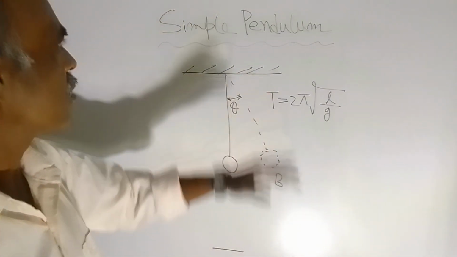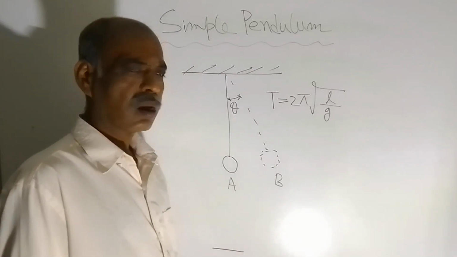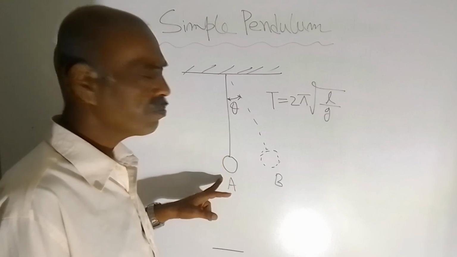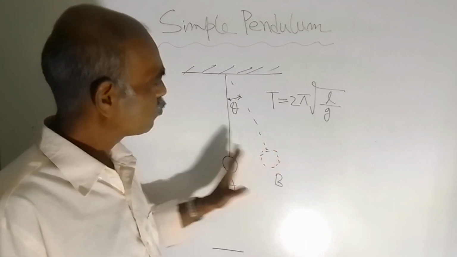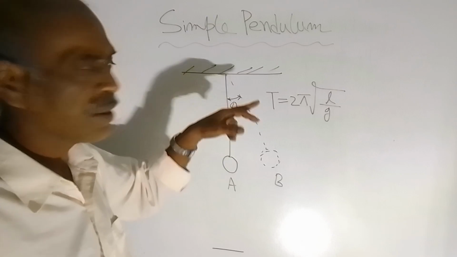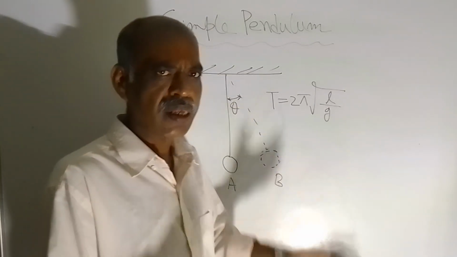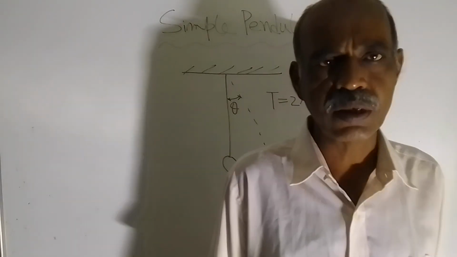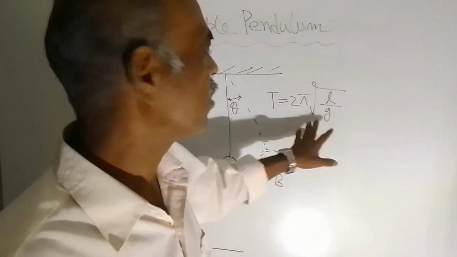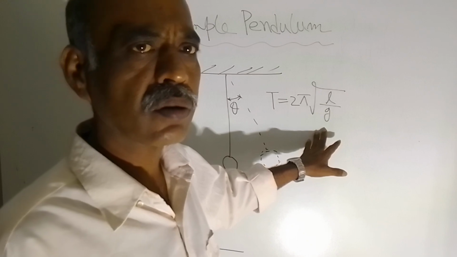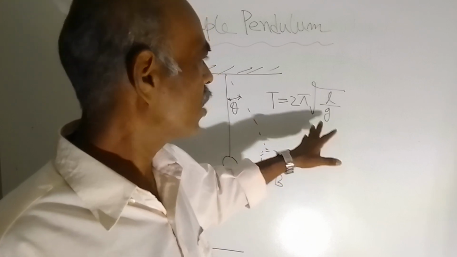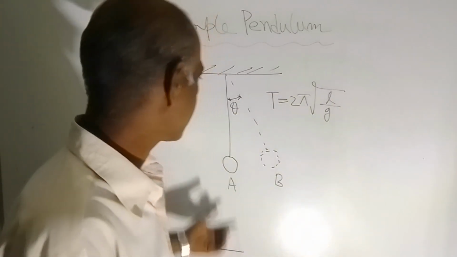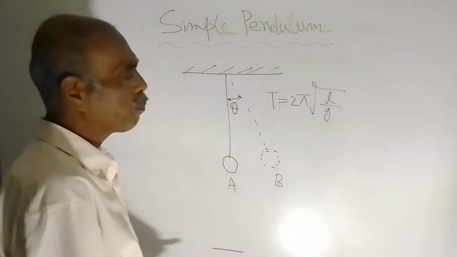Here you can see the topic, simple pendulum. This is the pendulum. This is the equilibrium position and this is the displaced position and this is the amplitude theta. In this lecture I am not going to show you the derivation of the formula T is equal to 2 pi into root over L by g. T is equal to 2 pi into root over L by g, where L is the length of the pendulum.